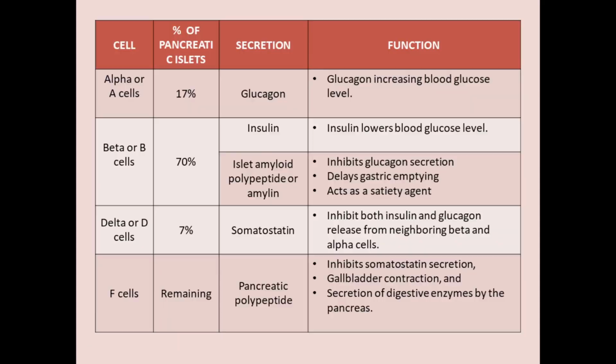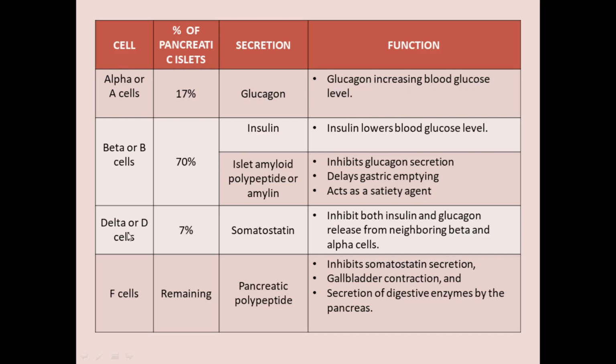Now we're going to see about the pancreatic islet hormones. As we know, there are different types of cells present and these secrete different types of hormones. The cells are alpha cells, beta cells, delta cells and F cells. Alpha cells make up 70% of the pancreatic islet and secrete glucagon. The function of glucagon is to increase the blood glucose level.